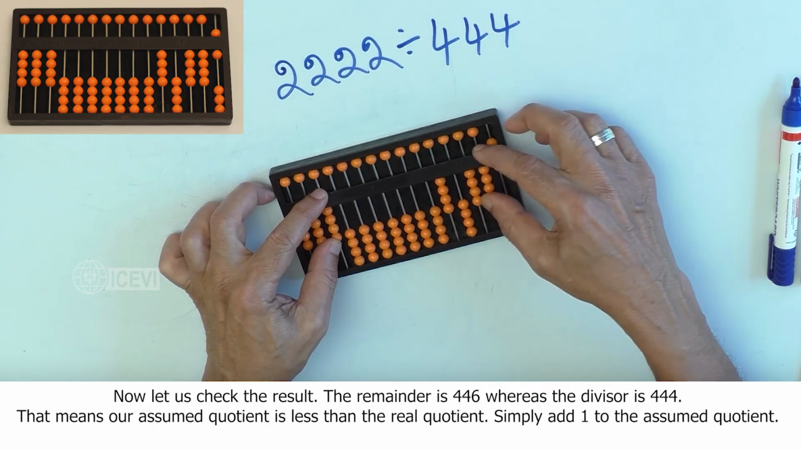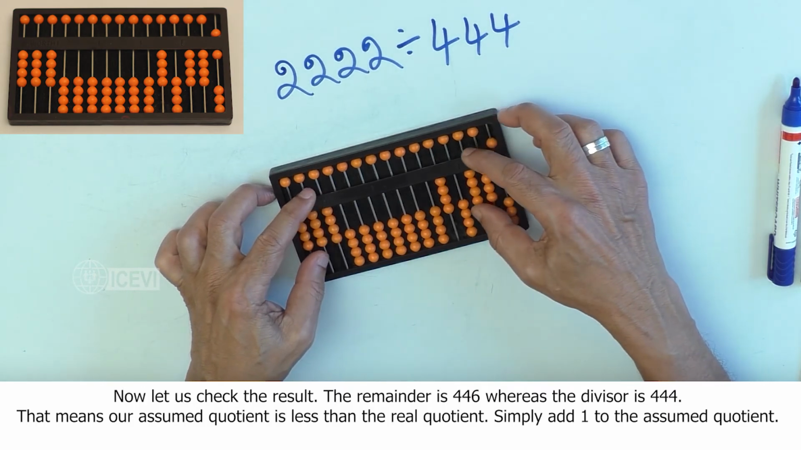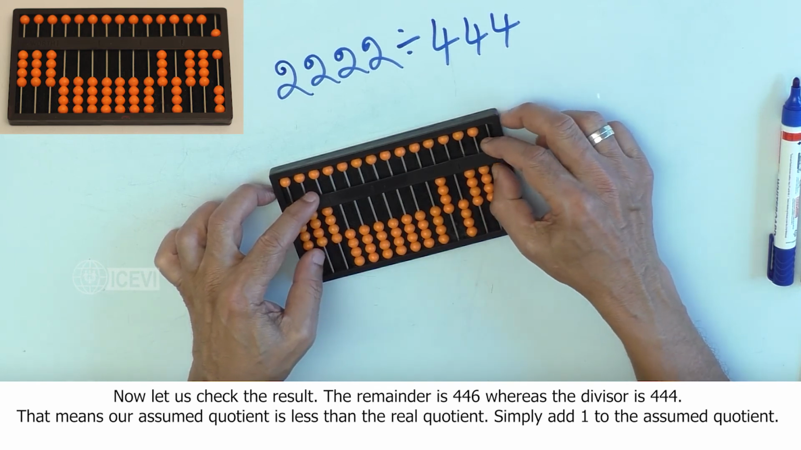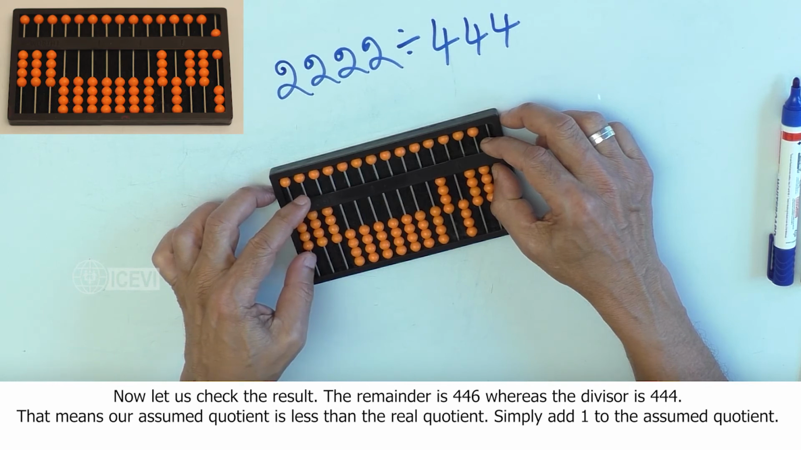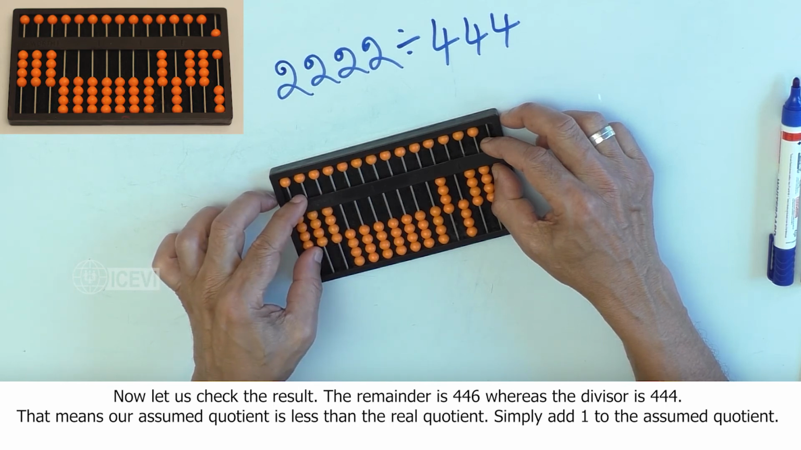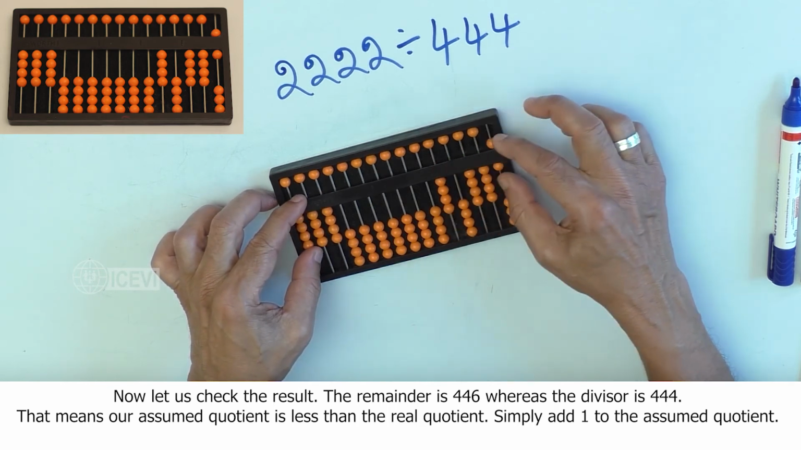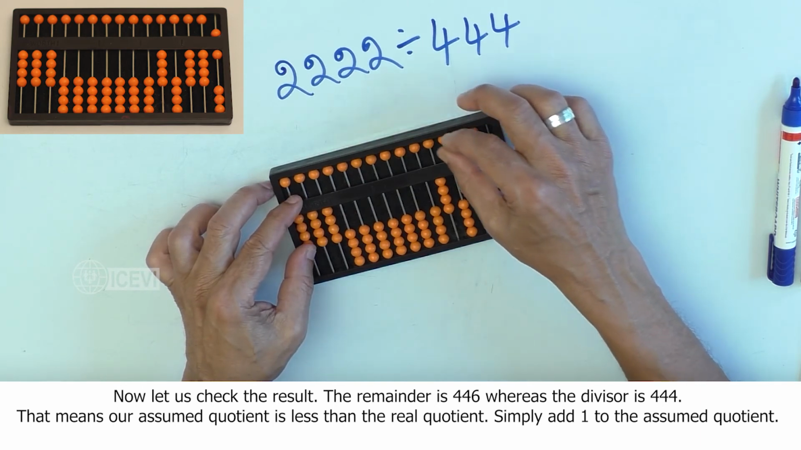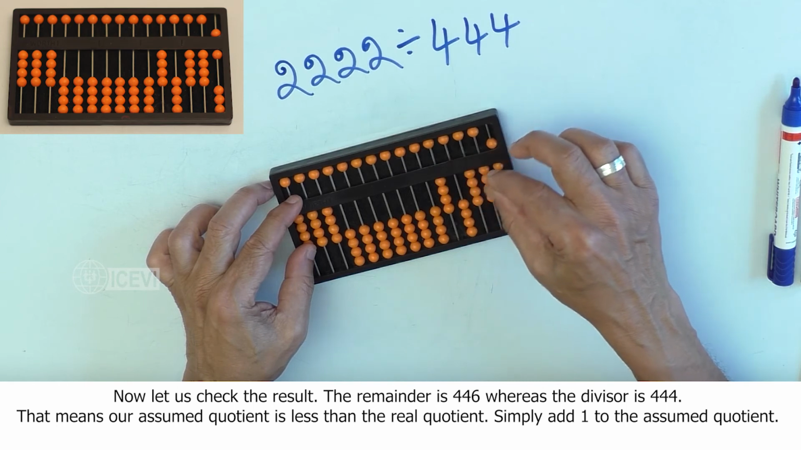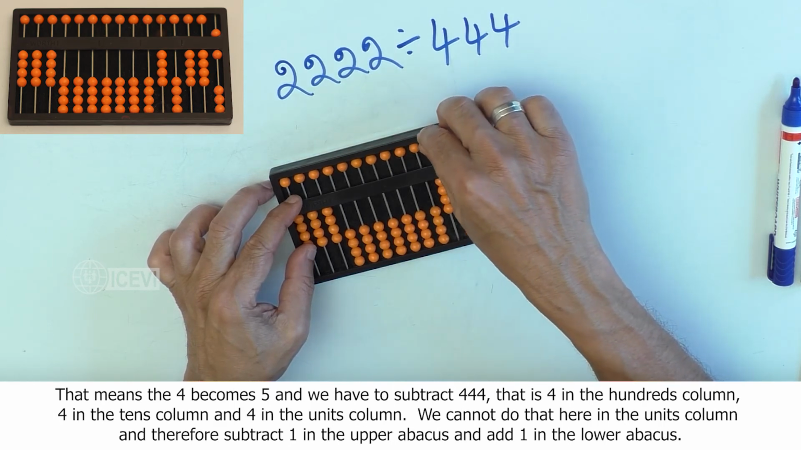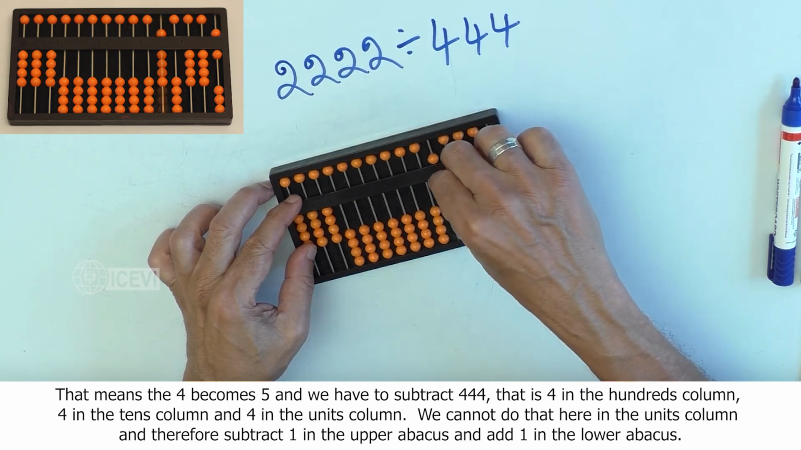Now let us check the result. The remainder is 4, 4, 6, whereas the divisor is 4, 4, 4. That means our assumed quotient is less than the real quotient. Simply add 1 to the assumed quotient. That means here the 4 becomes 5.